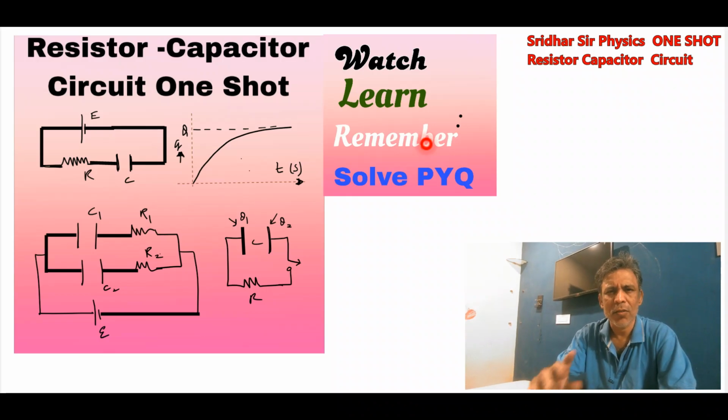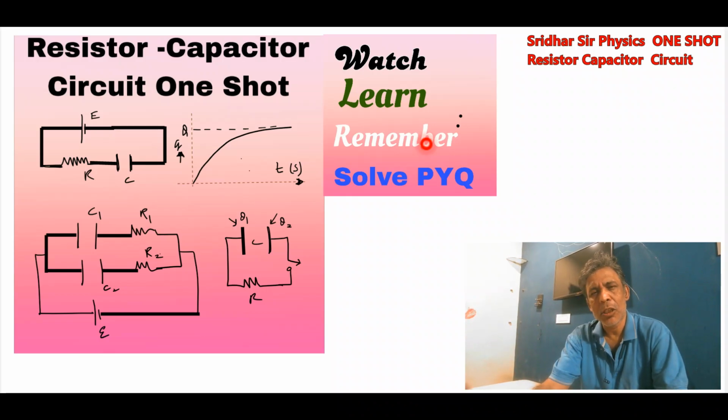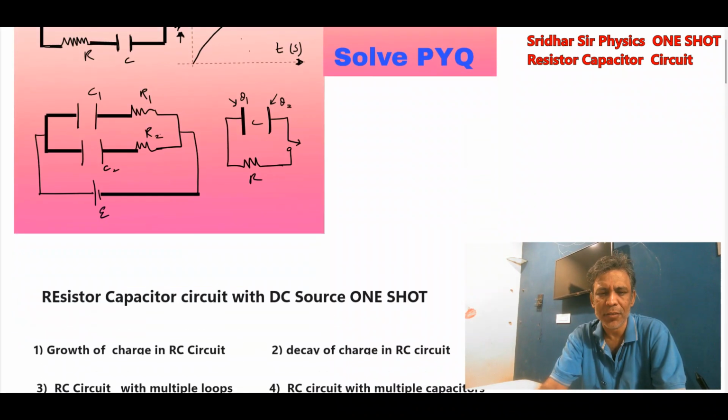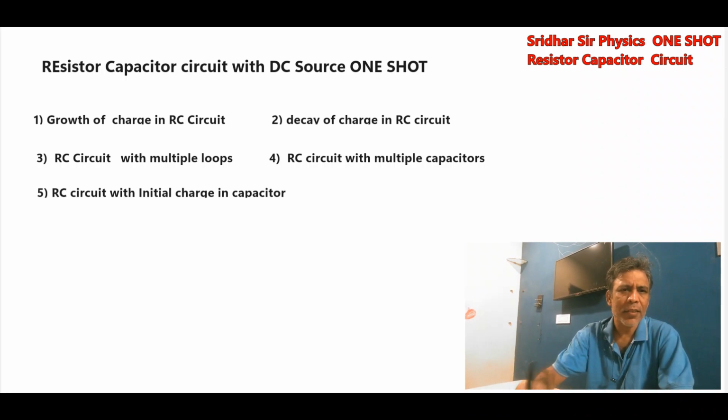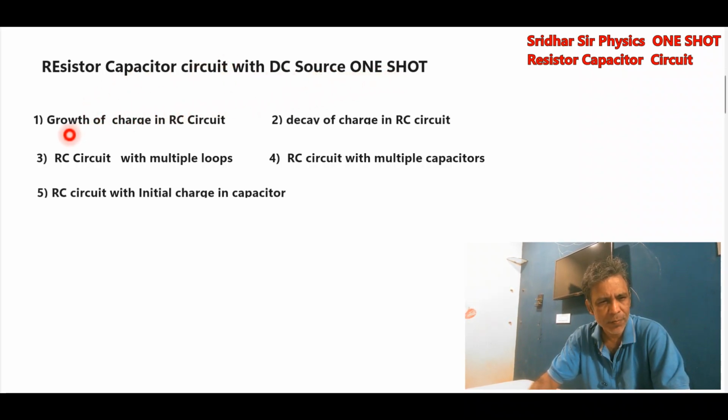Now, what are the topics that are very important in this particular subtopic, RC circuit? Resistor capacitor with a DC source: growth of charge in RC circuit, then decay of charge in RC circuit, how the charge across the capacitor increases and decreases. Then RC circuit with multiple loops, where we will be using KVL. Then RC circuit with multiple capacitor problems, then RC circuit with initial charge in capacitors.